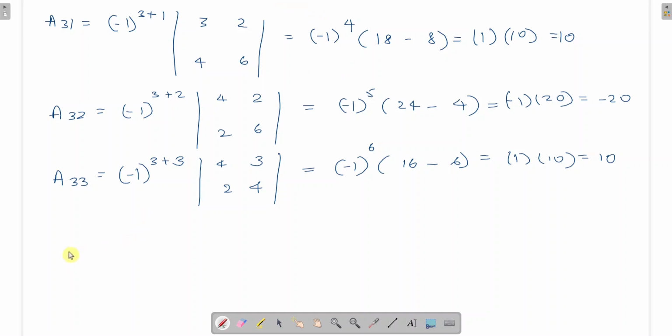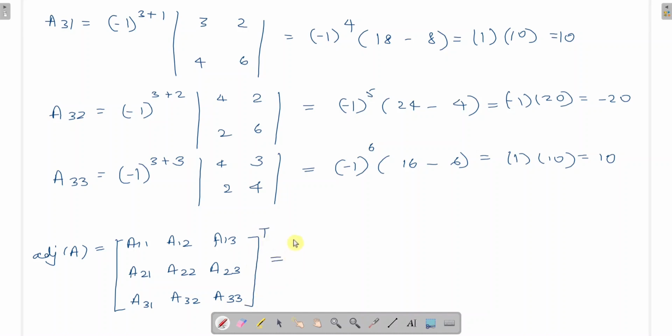Now we have to write the adjoint of A. So adjoint of A is nothing but the matrix A11, A12, A13, A21, A22, A23, A31, A32, A33 transpose.